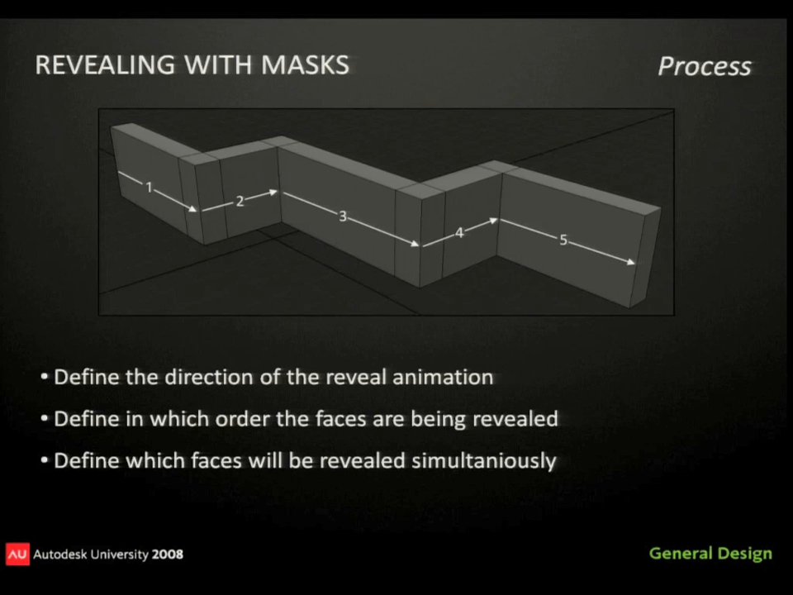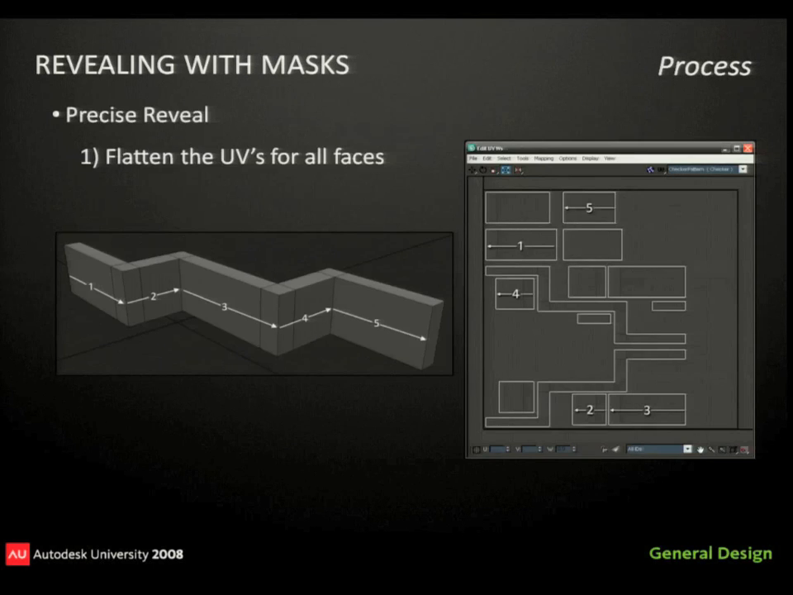So the first thing we need to do when we want to reveal with mask is to take a look at our geometry and try to identify how we want to reveal it. What's first, what's coming next, and also if you have any faces that you want to reveal simultaneously, you need to identify them as well. It's basically planning your animation before we jump into the technicality of doing the animation itself. Then we take all of the faces and we flatten them in the UV space, and the UV space will kind of become our animation editor.